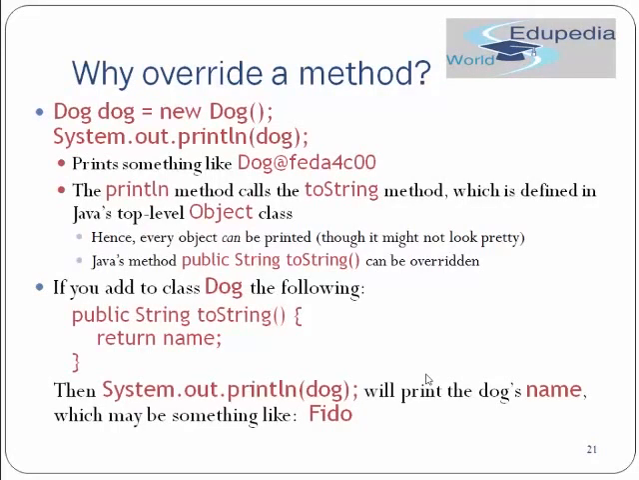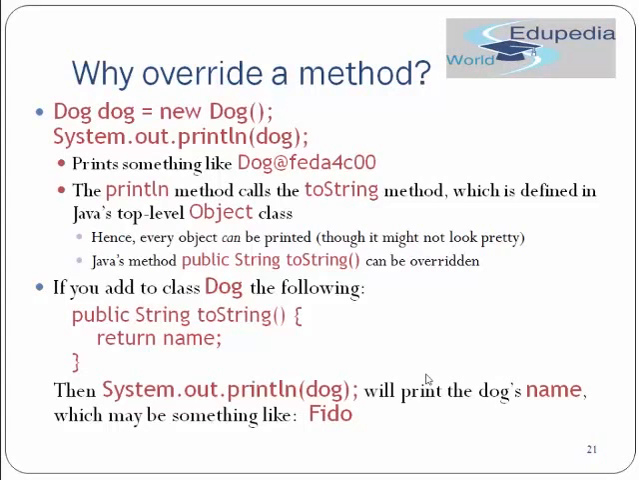Let's see, there's a class Dog, dog equals new Dog, and then we're printing dog. It will print something like Dog@feda. This is what gets printed if we print the object. The print method calls the toString method, which is defined in Java's top level Object class. So the Object class has a method called toString, and the print method internally calls the toString method.